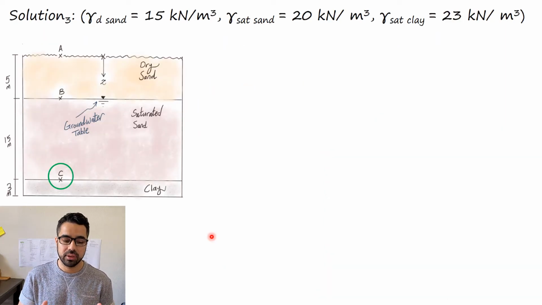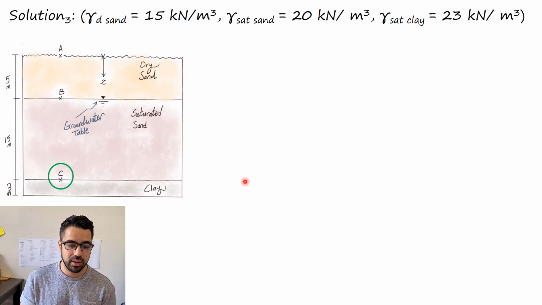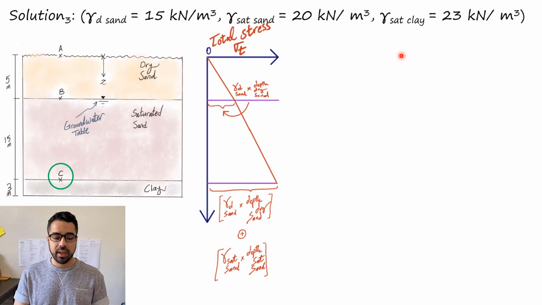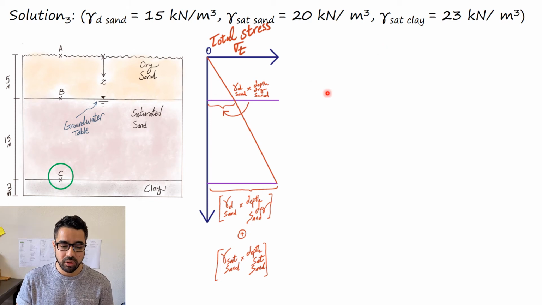So we start the solution again. We write down what it's giving: gamma dry for the sand, saturated, clay, etc. And gamma water again, 9.81. So we start with the total stress. Here I want you to pay attention. Again, extremely simple. The total stress is density times depth.